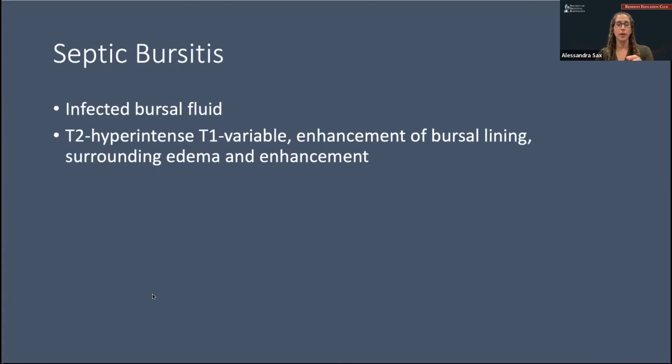And as you guys had mentioned, there was also bursitis. That's going to be infected bursal fluid. That's going to have similar imaging characteristics. T2 hyperintense fluid, T1 variable depending on the degree of blood and pus and proteinaceous debris, and then enhancement and thickening of that bursal lining with a lot of surrounding edema and enhancement. Again, like with septic arthritis, it's going to be out of proportion to the degree of what you would expect for just a normal overuse bursitis.